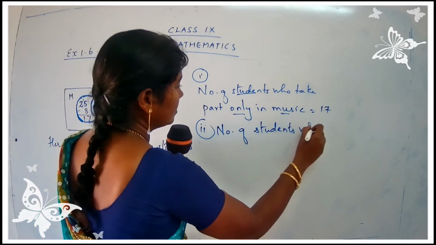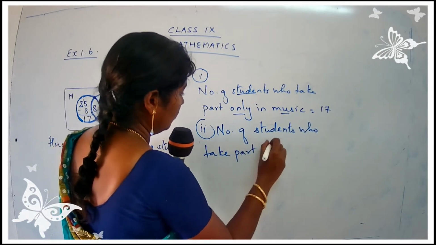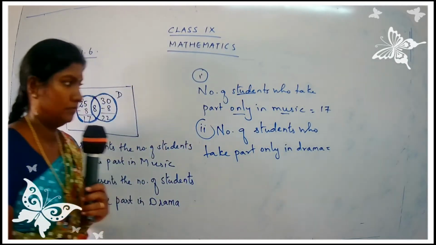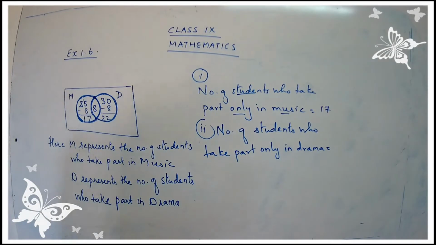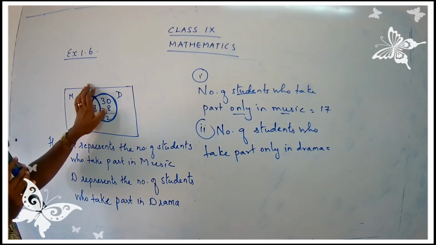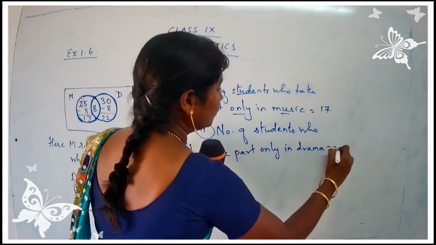who take part only in drama is equal to the number of students who take part only in drama. How many children are going to take part only in drama? Just leave the remaining part, focus only on the drama part. So 30 minus 8, it is 22. So the answer is 22 here. This is equal to 22.